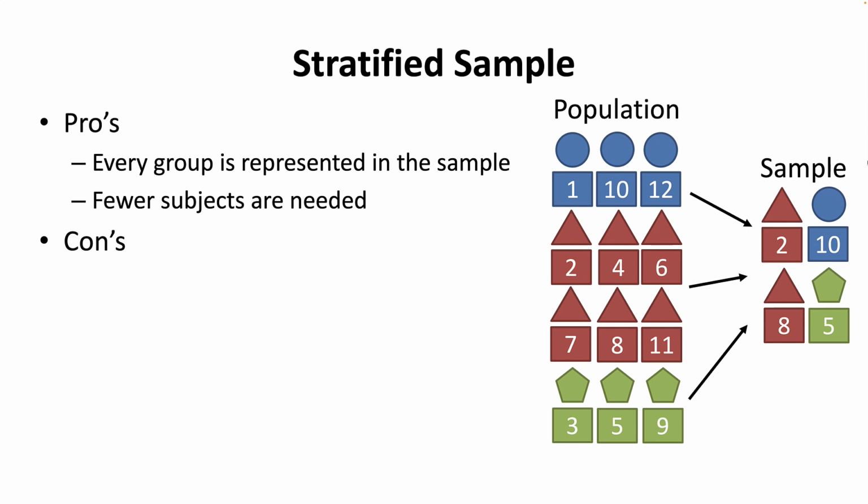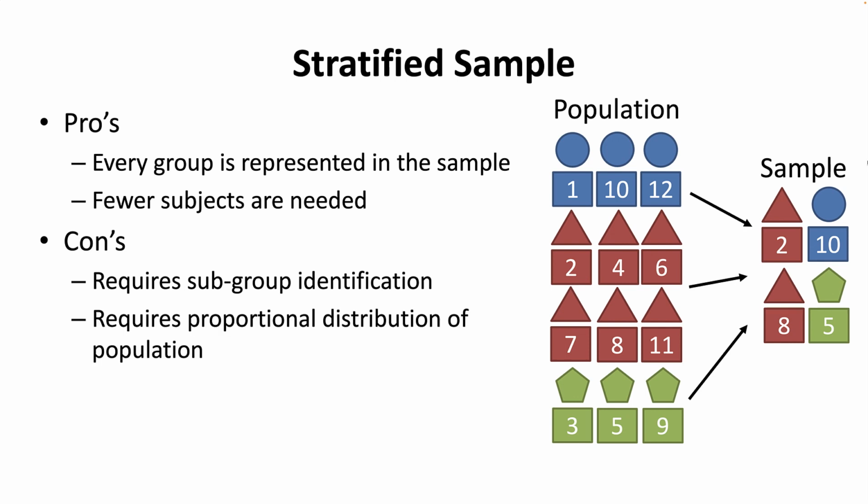There are a few cons though. It does require subgroup identification of the members. So every member has to identify with one of the groups since they do not overlap. It does require proportional distribution of the population because you're going to take a sample that's in proportion with the groups.